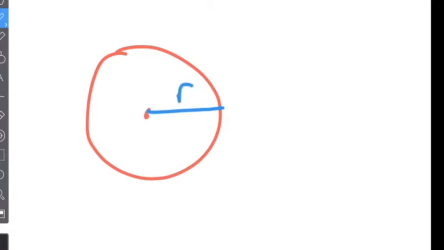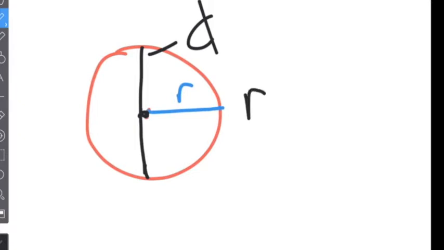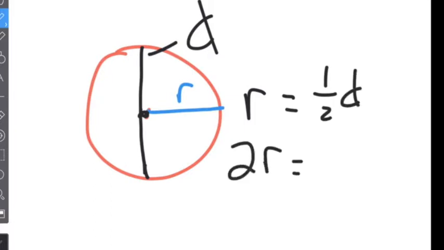If I have a line that goes through the center all the way across, like that, that's called the diameter. So diameter goes all the way across through the center. The radius is from the center point out to the edge of the circle. So if you look at it carefully, you'll notice that the radius really is half of a diameter. Or you could say 2 radius or radii equals 1 diameter. All right, so that's one thing.